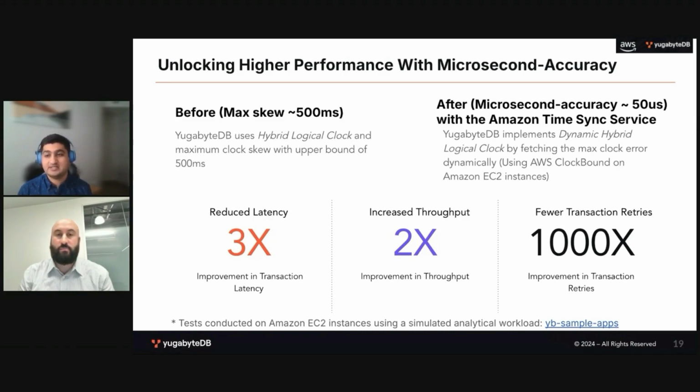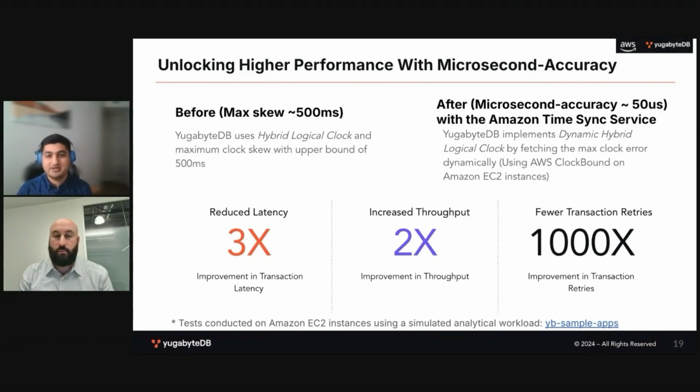Now, YugabyteDB has been able to enhance our hybrid logical clock to a new kind of architecture, which we call the dynamic hybrid logical clock. And the way it operates is it fetches the max clock error dynamically using the ClockBound library. And we are able to reduce the uncertainty window by virtue of that. So with that, we see 3 times reduced latency. So essentially, your transactions complete faster. We see twice as much throughput as before. And then because the uncertainty window has shrunk so much, we see 1,000 times fewer transaction retries.